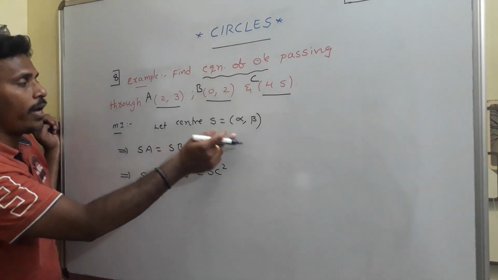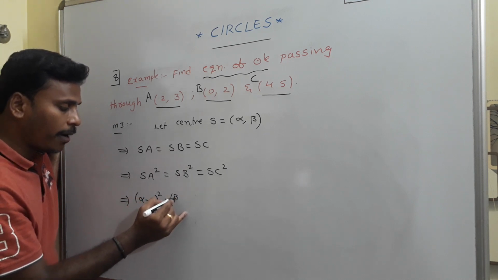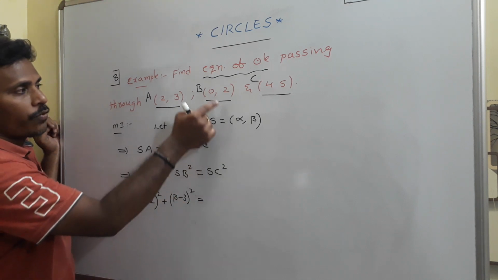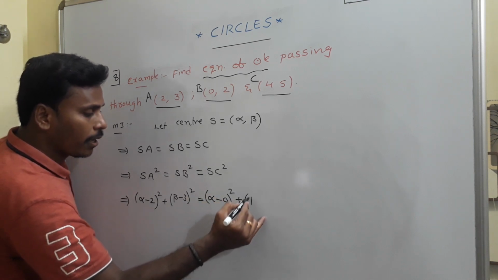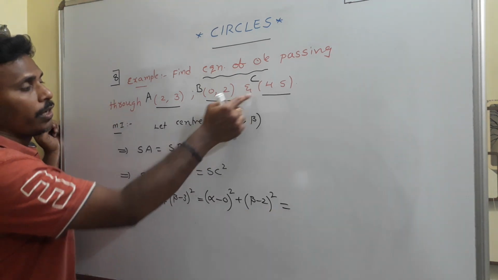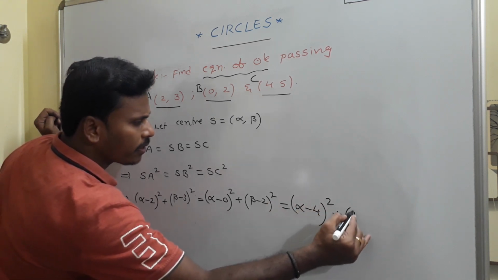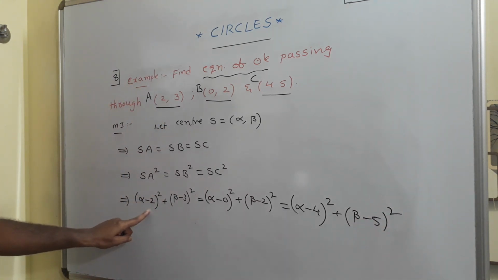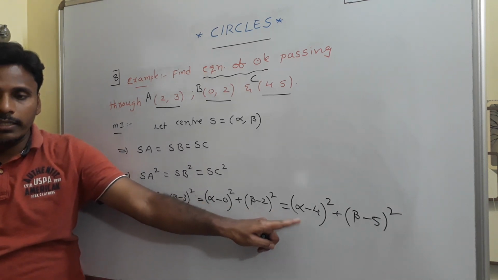So we have SA square as (alpha minus 2) whole square plus (beta minus 3) whole square, and this is equal to SB square, the distance between S and B. So what we have? (Alpha minus 0) whole square plus (beta minus 2) whole square. That is equal to SC square, the distance between S and C, and we have this as (alpha minus 4) whole square plus (beta minus 5) whole square. Just have a look: this is the distance between S and A, this is the distance between S and B, and this is the distance between S and C.